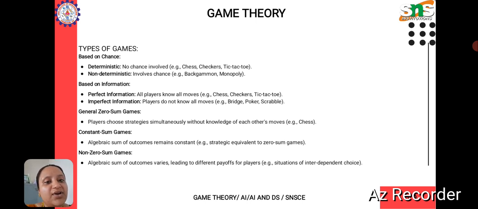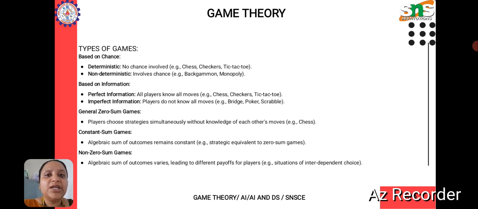Say, for example, when you are solving an algebraic formula or something, the outcome of that is the same, right? The formula which is given to you and the outcome will be the same. You can't change the different types of formulas or the algebraic things that are involved in it. Now what are constant sum games? In constant sum games, the outcomes will always remain constant.